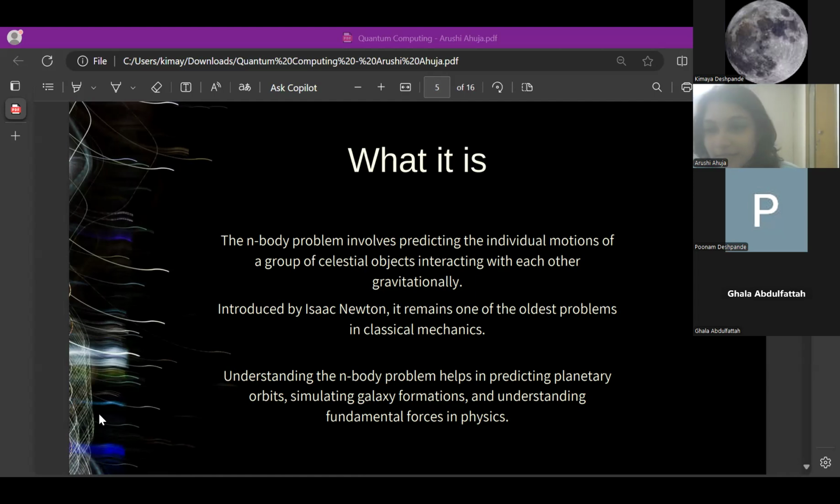And understanding the n-body problem basically helps us in many applications, right? As I said, it could refer to how to simulate how a galaxy forms or how different satellites move, right? Because there's not only one satellite, we may have more than one satellite. So how do those satellites move in a particular inertial frame, and how different planetary orbits basically simulate.